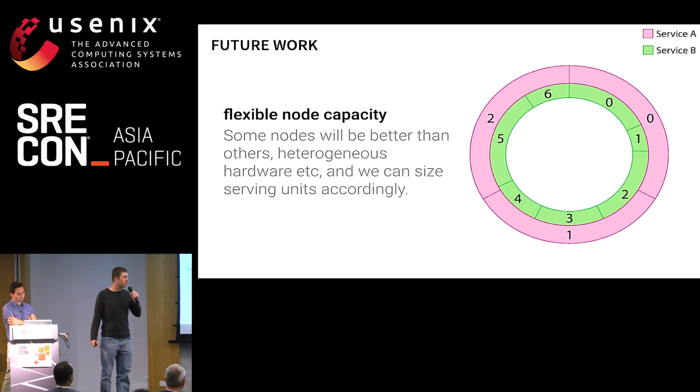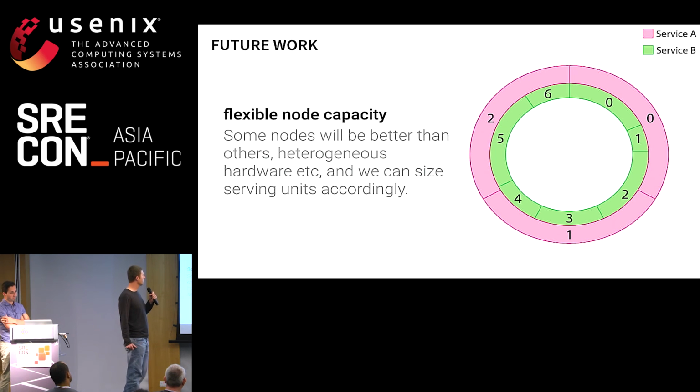So it's also not done. We have some future work to do. In the diagrams we've shown you so far, every single node has been the same width. But that doesn't need to be the case. Now that we've moved to the continuous coordinate model, we can account for things like different capacities.